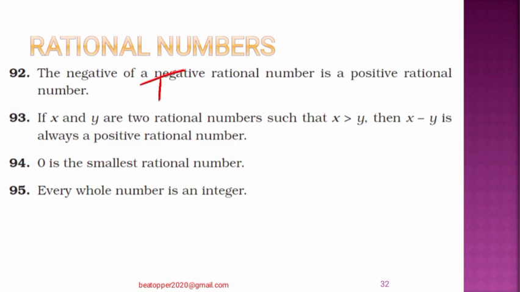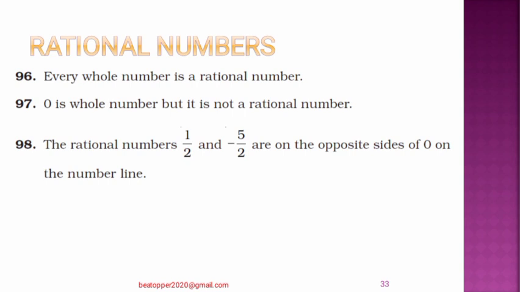If x and y are two rational numbers such that x greater than y, then x minus y is always a positive rational number. True. 0 is the smallest rational number. Of course not, there are negative integers and negative rational numbers. Every whole number is an integer. Yes, it is true.